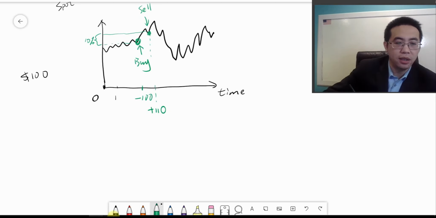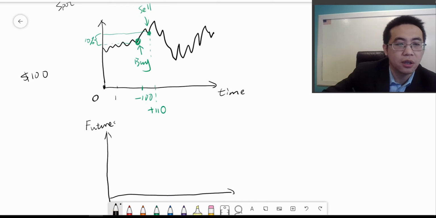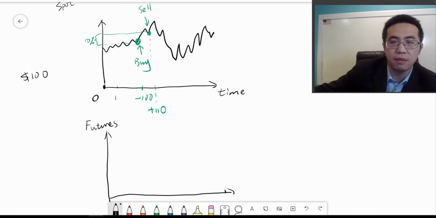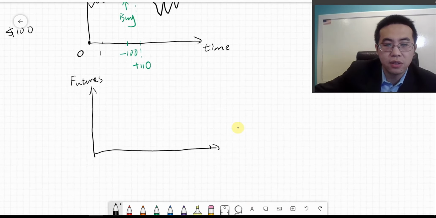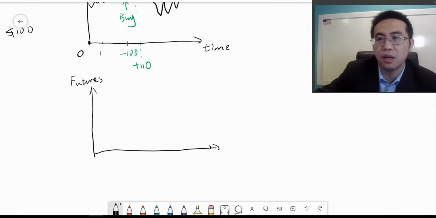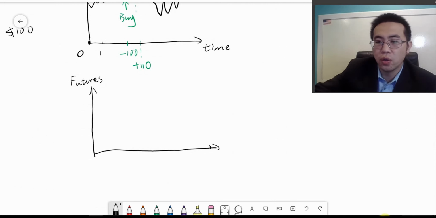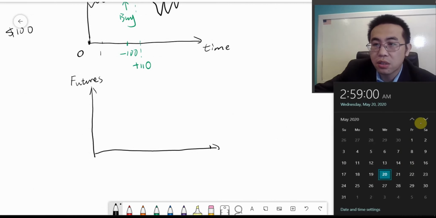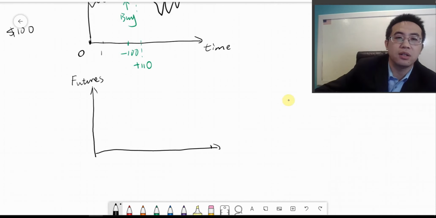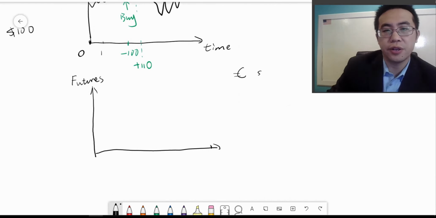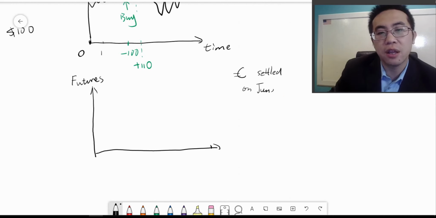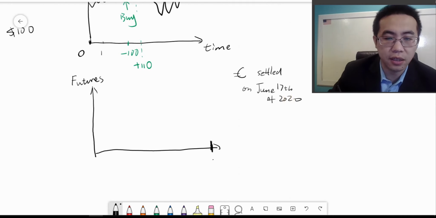So if we look at the futures market, it's a different game, futures. And again, we're talking about the euros. And we have the settlement date of the euros. Let's say the settlement date is the 3rd Wednesday of June this year, so it's going to be June the 17th. All right, so we have euros settled on June the 17th, 2020. Okay, so let's say this is the settlement date.